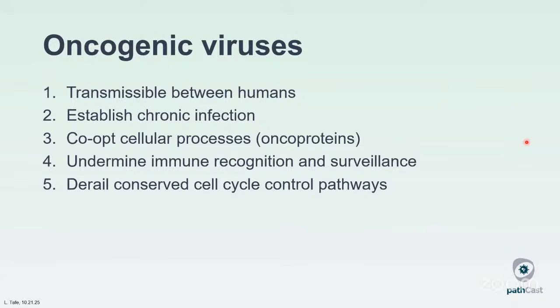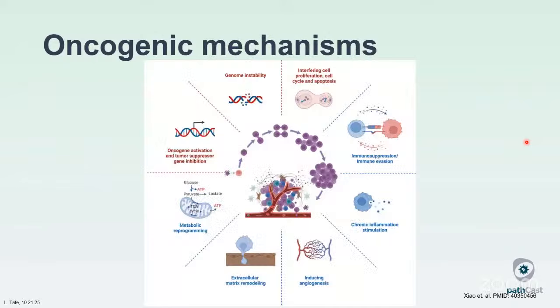They have to be able to establish chronic infection, co-opt the cellular processes, undermine immune recognition and surveillance, and derail the conserved cell cycle control pathways. And this model here essentially says that some of these mechanisms are similar overall. So again, they either have oncogene activation or actual tumor suppressor gene inhibition.